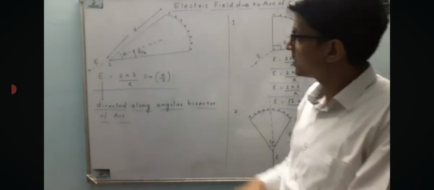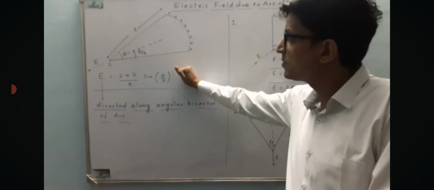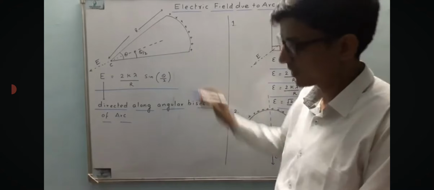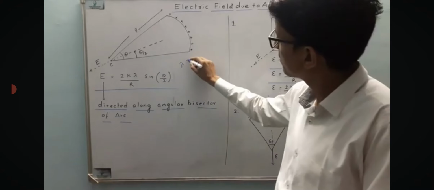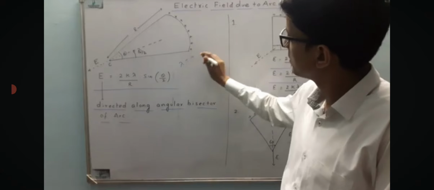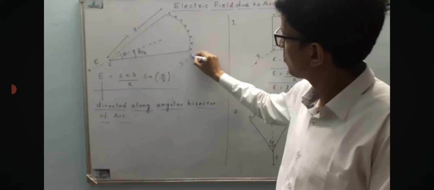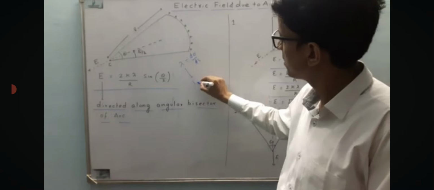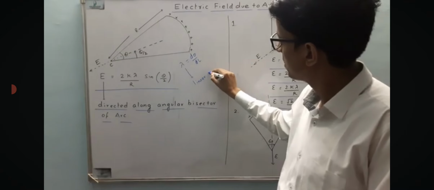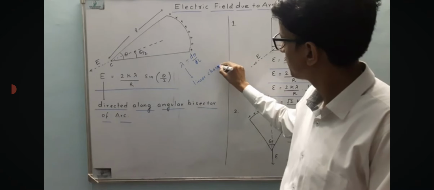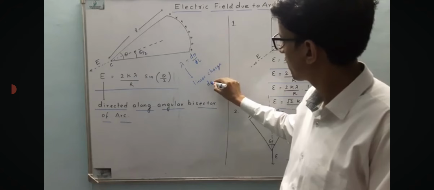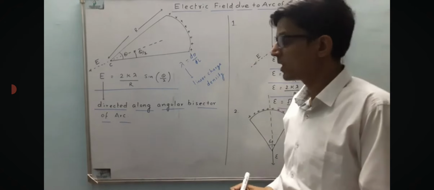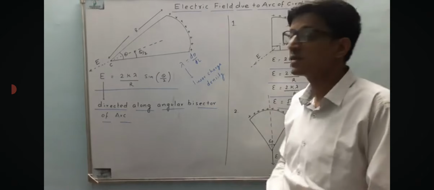The magnitude of the electric field is 2kλ by r sin(theta by 2), where lambda equals dq by dl, which is the linear charge density. And it is directed along the angular bisector of the arc.